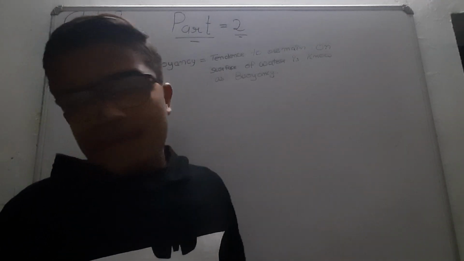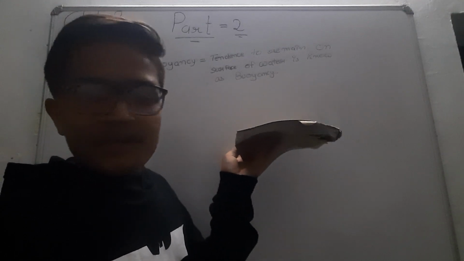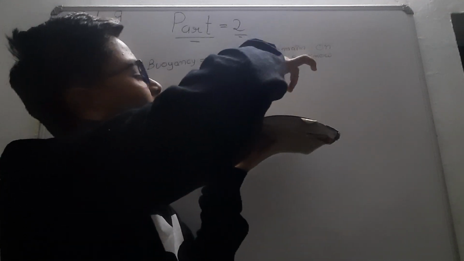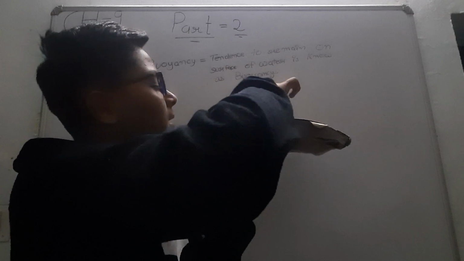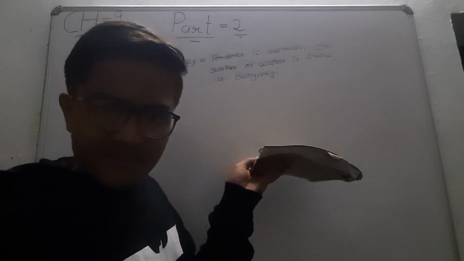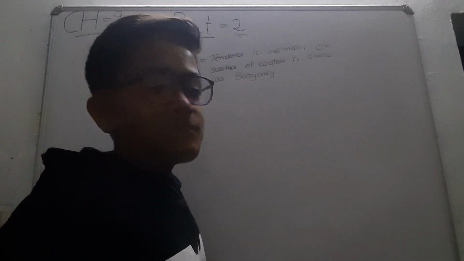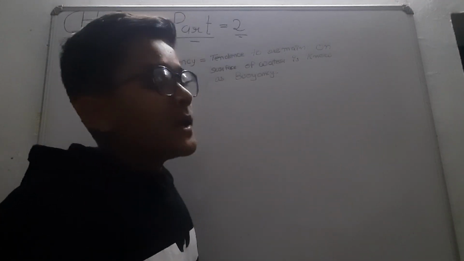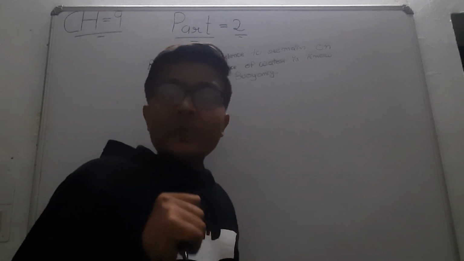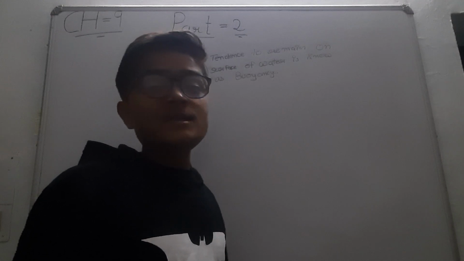Let's take an example. Let's think this is the surface of water, and I am putting this pen on it. It remains on the surface. It means buoyant force is acting on it. So what is the definition of buoyancy? Tendency to remain on the surface of the water is known as buoyancy.